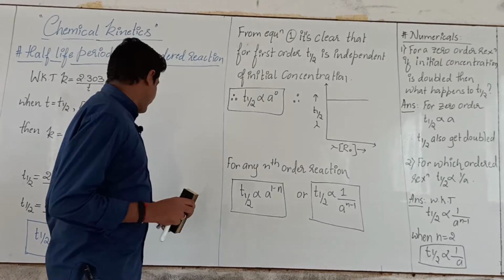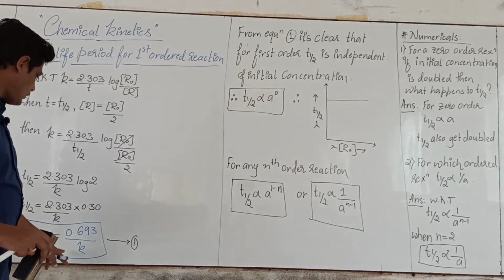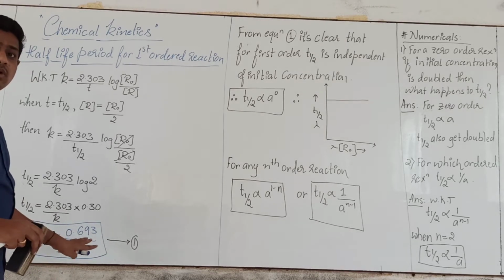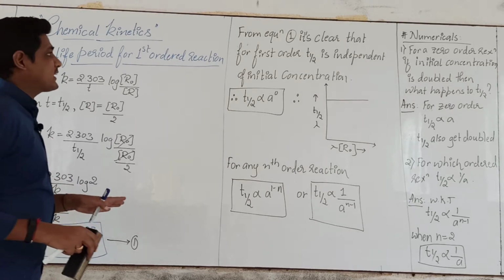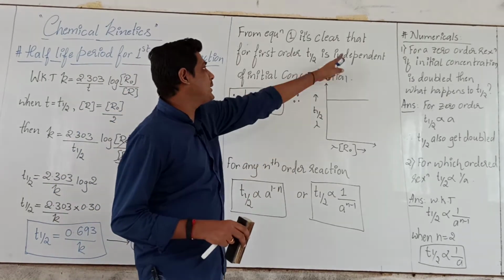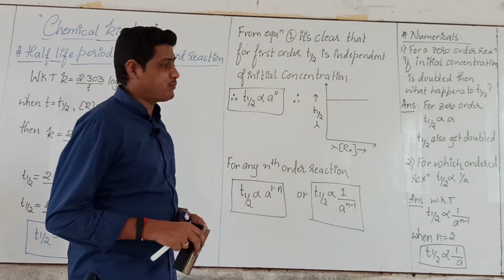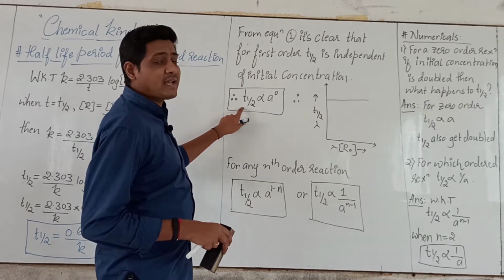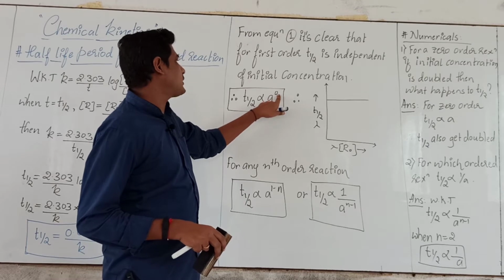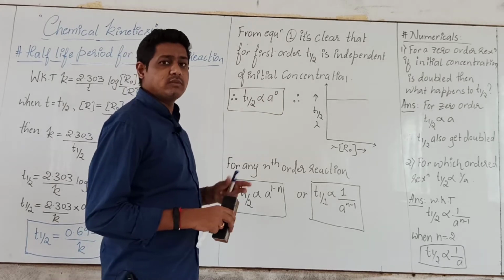Now see, from equation 1 what we can see is there is no initial concentration term here. So we can say that for a first order reaction, half-life period is independent of the initial concentration. This is initial concentration to the power 0. So it is independent of the initial concentration.